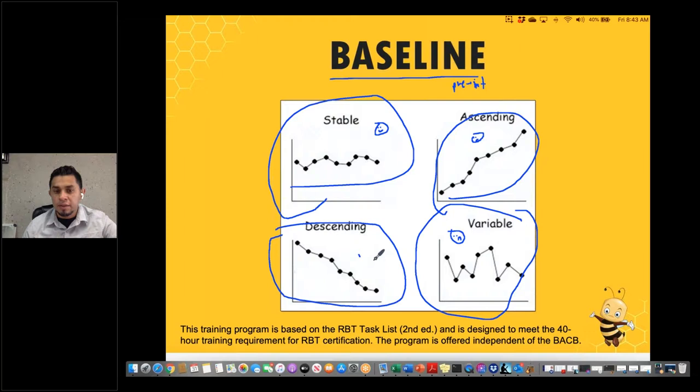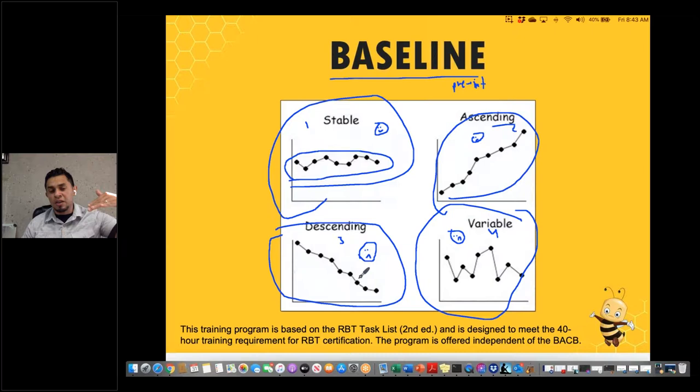Sad face. So these right here, we have 1, 2, 3, 4. Only number one is the one that makes us happy, because that's basically the stability that we're looking for before we start introducing an intervention, okay? Because if you start introducing an intervention when something's already improving or ascending, are you really going to be able to give it validity that it is the intervention that has improved the behavior when it was already going up? And the answer is no. The same thing when it's descending.